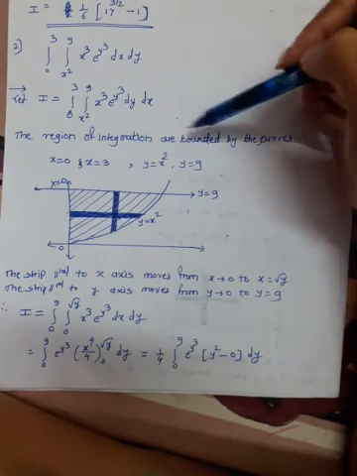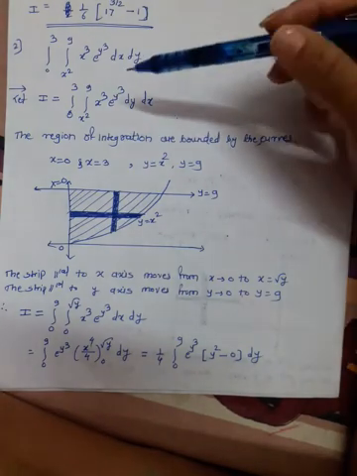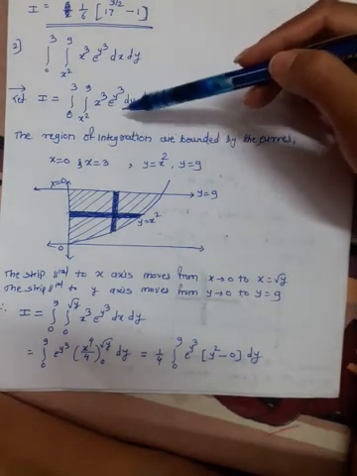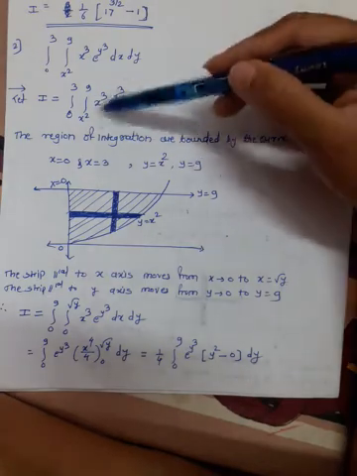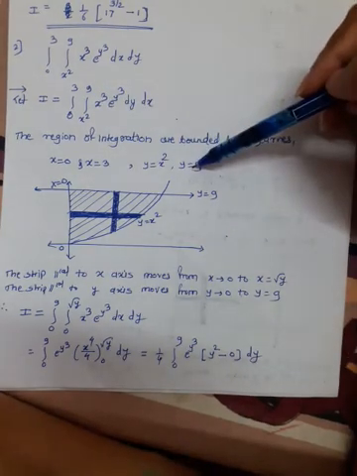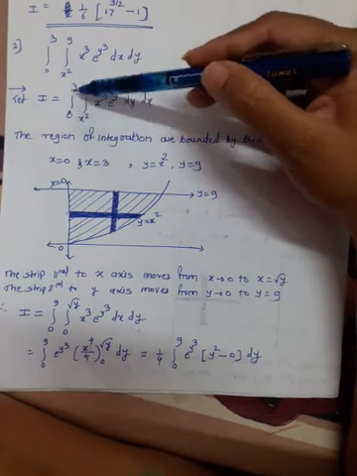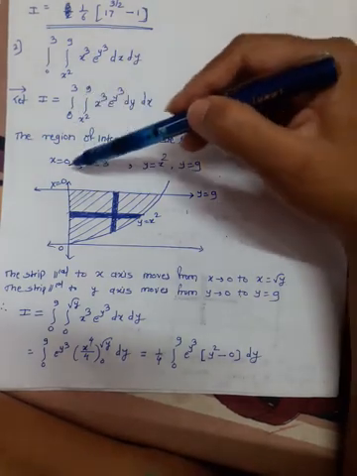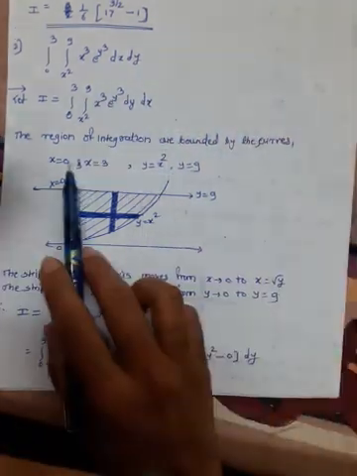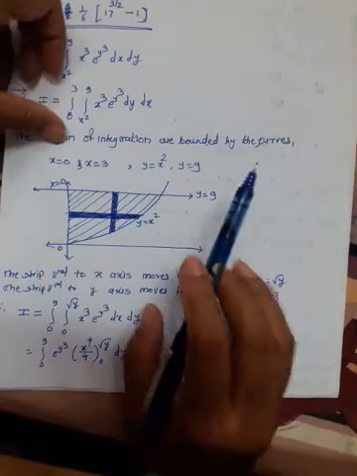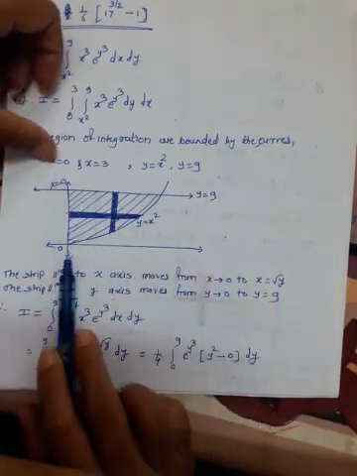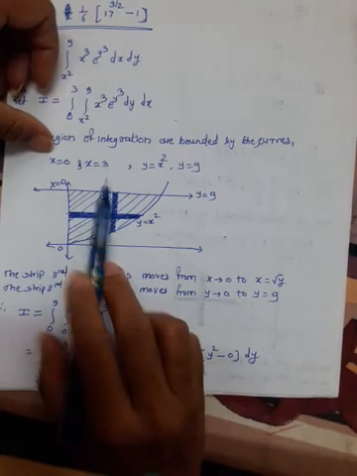The region of integration is bounded by the curves. Four curves are there. The inner integration is with respect to y, that is, y is equal to 9 and y is equal to x square. These are the two curves, and obviously the outer integration is with respect to x, x is equal to 0 and x is equal to 3. Draw these curves. By our usual notation, x is equal to 0 is the y axis.